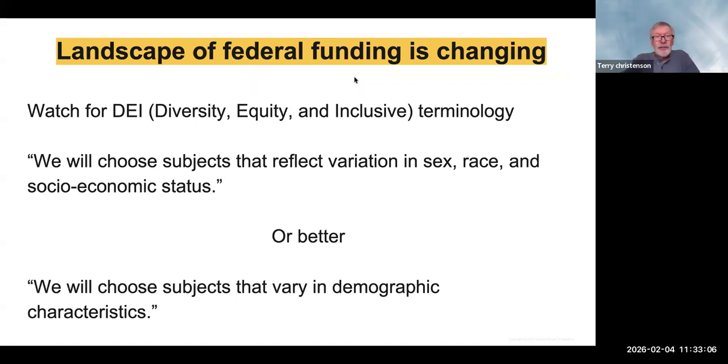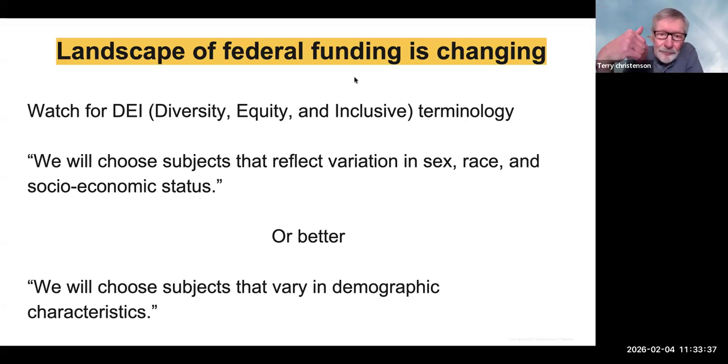The landscape of federal funding is changing. Watch out for DEI-related terminology. I'm still very conservative in this regard. Court cases and so on aside, I think we're still in an era where we need to be concerned about this. Let's look at a couple of possibilities here. "We will choose subjects that reflect variation in sex, race, and socioeconomic status." How common has this been? I mean, this is standard. This is just standard demographic stuff.